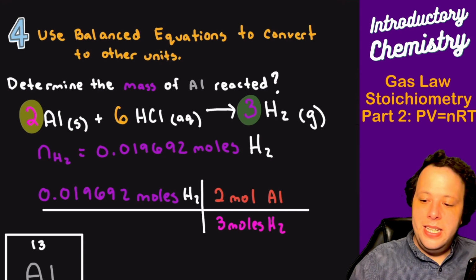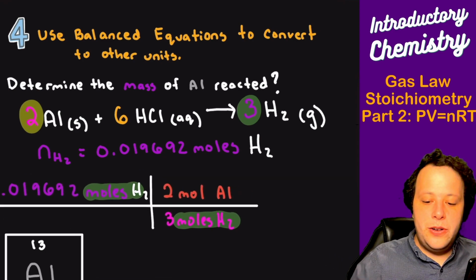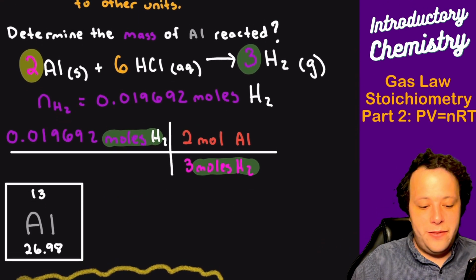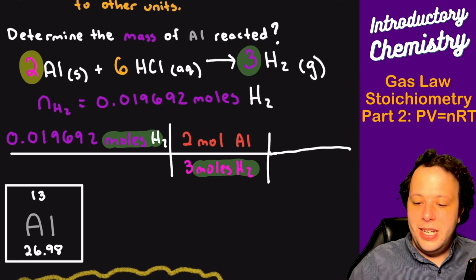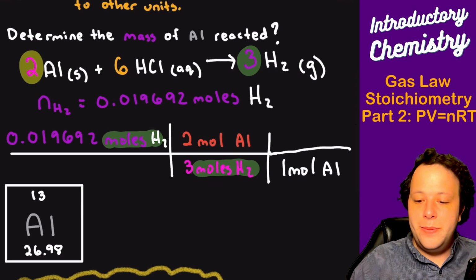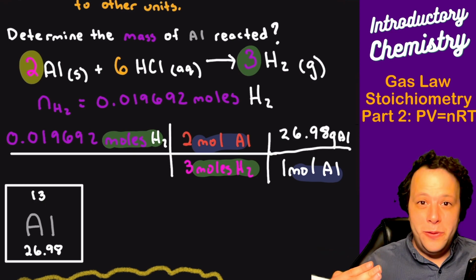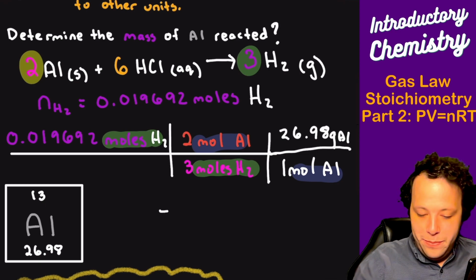Now, when we do that, we can see that moles of H2 cancels moles of H2, but we want it in mass. So how do you go from moles to mass? We have to use the molar mass to do that, which we have from our periodic table. So we'll take that 1 mole of aluminum from the periodic table is equivalent to 26.98 grams of aluminum. All right, so now that we did that, we will take our calculator, take our mole value, times that by 2, times that by 26.98, and divide it by 3.